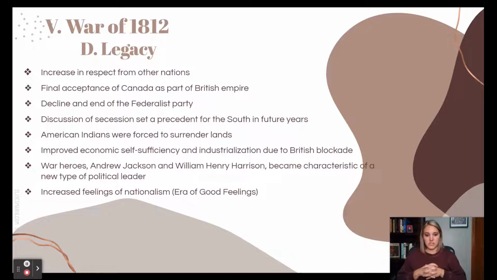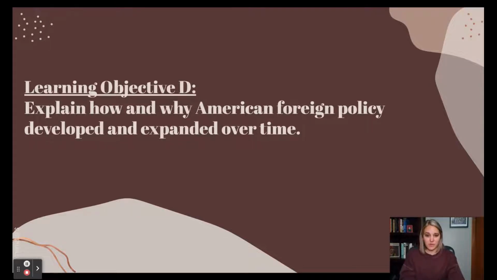We see the growth of frontier people like Andrew Jackson becoming war heroes and eventual presidents. And we see the forcing of the surrender of American Indian lands. And that is a main topic that we are going to continue to talk about throughout this unit. So I hope this lesson was really helpful in understanding how foreign policy changed and shifted, how it went from neutrality to using the military, because that is a really important concept for this unit.